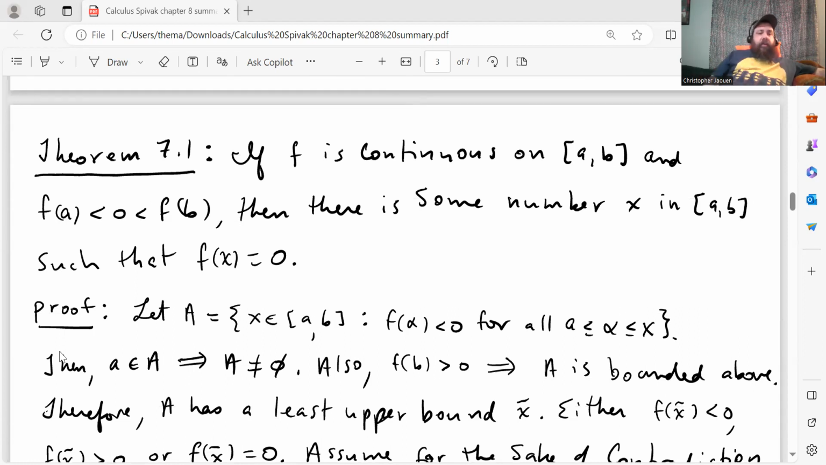So, okay, theorem 7.1 from the last chapter. Remember, we said the heading of the last chapter was 3 hard theorems, and we said we're holding off on proving those 3 hard theorems until this chapter, and that's what we're going to do now. Theorem 7.1 was the first theorem in chapter 7, so I'll just restate it here. If f is continuous on the closed interval from a to b, and f of a is less than 0 is less than f of b, then there's some number x in the closed interval from a to b such that f of x equals 0.